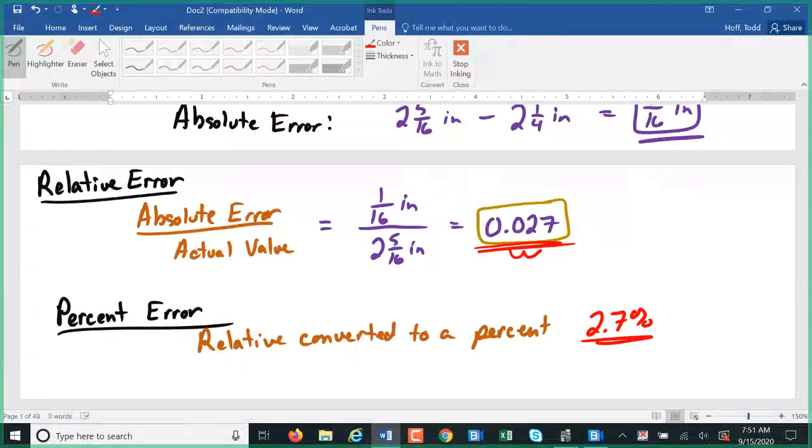Just because our brain's a little bit more hardwired, hey, that's more than 1% error, but less than 5. We have an idea of how big that is. Where 0.027 looks like a really tiny number, but it's not. That's actually a significant error. That's more than 1% error. We really probably aren't going to be happy with that.